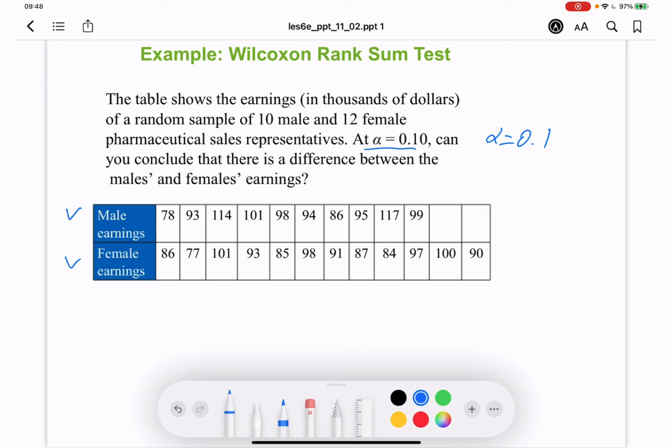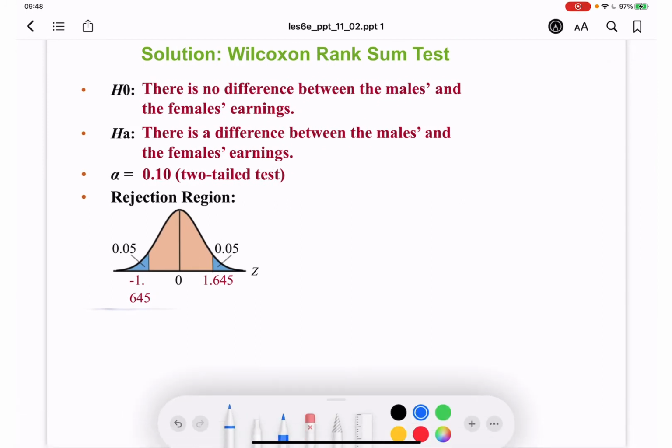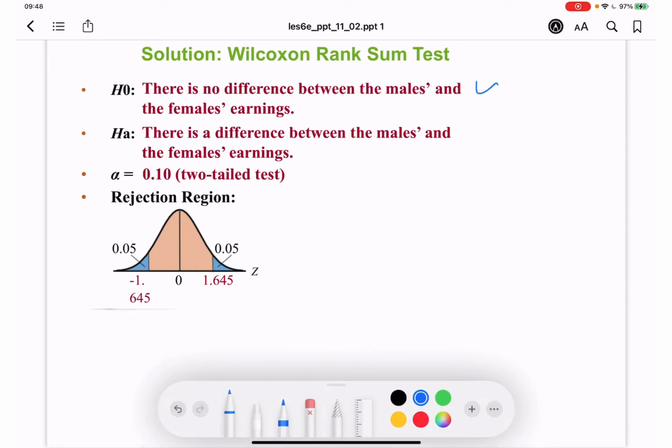So what is our claim? It's to find out if there is a difference. If there is a difference, that means the null hypothesis is going to be no difference, and the alternative is going to be yes, there is a difference. So our claim is that there is a difference, which is going to be our alternative hypothesis, not the null hypothesis.